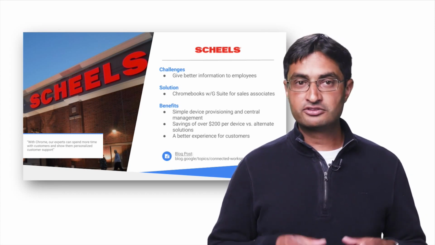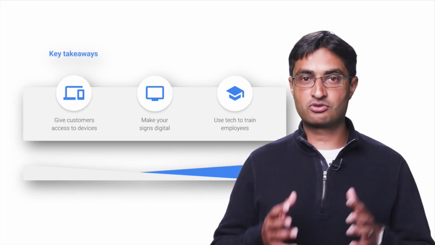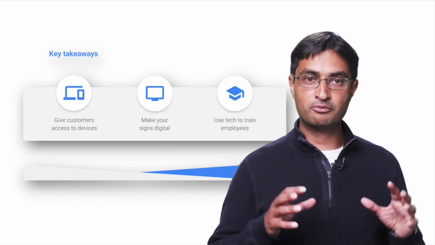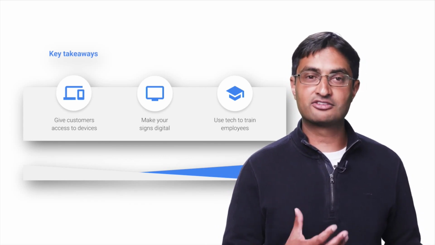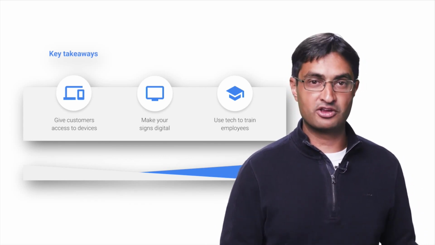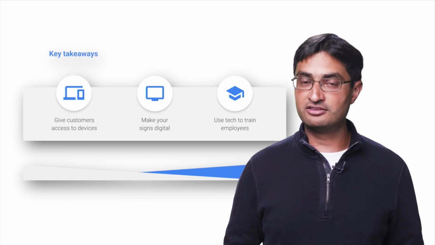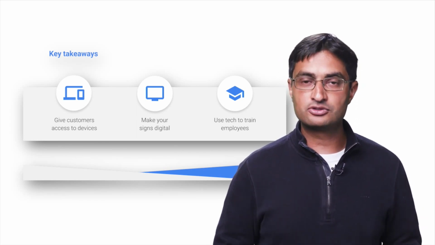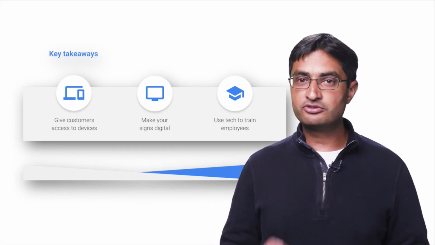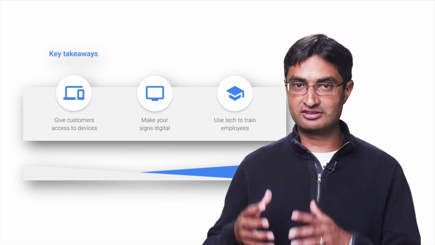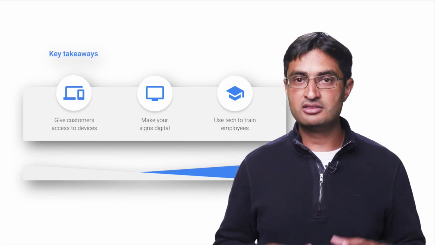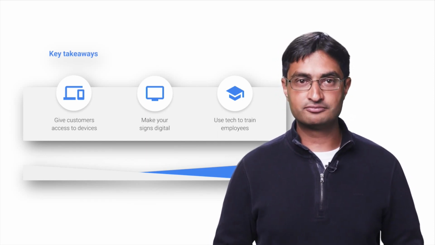So the key takeaways is by doing these 3 things, you can actually make your store a lot more effective. First, by giving customers access to devices and to more information. Second, by making your signs digital and making it such that you can more rapidly update and interact with the customer. And third, by using technology to train employees and take processes that used to be paper-based and move them online, you can make your store more effective.